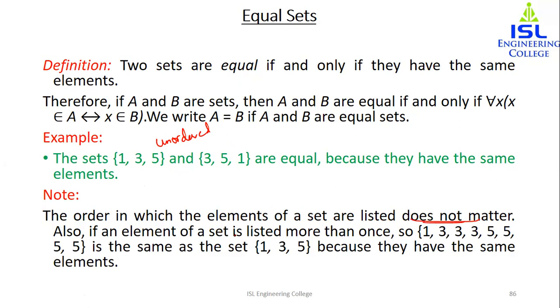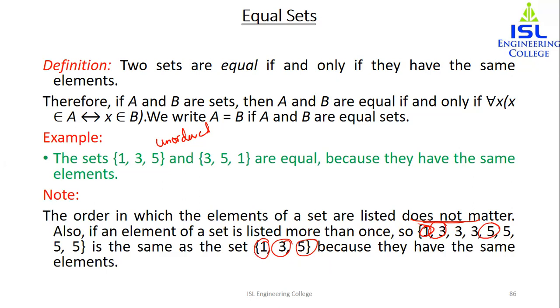Also, if an element of a set is listed more than once, so you have 3 being listed thrice and 5 being listed 4 times, even then both of them are equal, because the element 1 is present in this set, 3 is also present in this set, and even 5. There is no other element which is not in A and which is in B. That is the reason even if the elements are repeated, they are equal sets if they have the same type of elements.